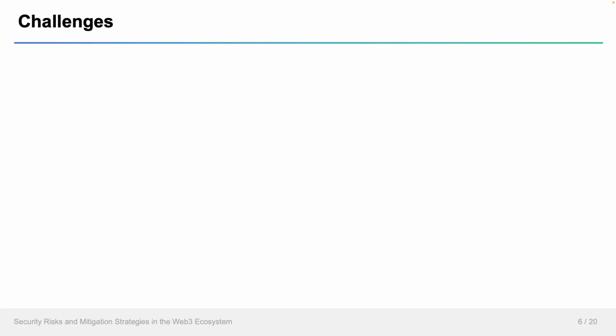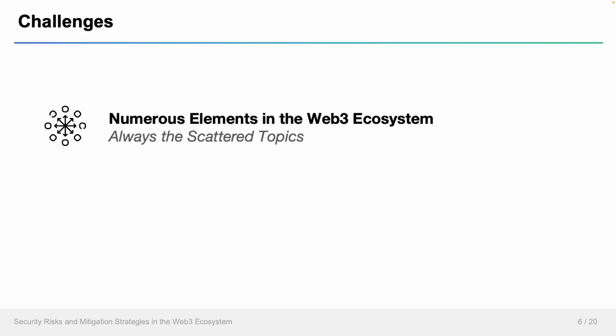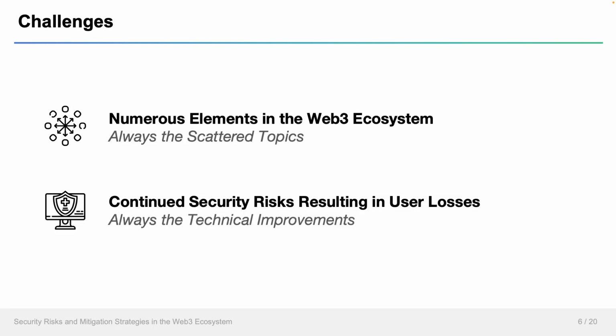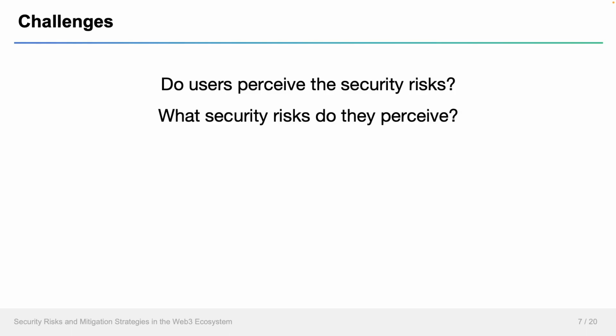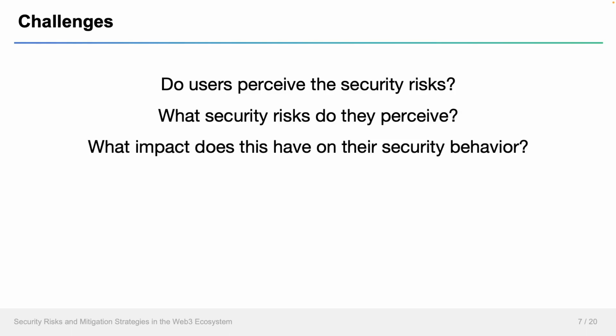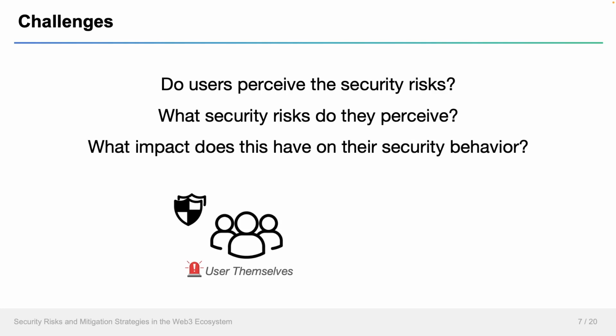Currently, research on Web3 security faces two main challenges. Firstly, as demonstrated in our previous example, the Web3 ecosystem involves numerous complex elements. However, the topics we currently encounter are scattered, lacking a systematic understanding. Secondly, the continuous influx of security risks results in user losses. Despite significant technological efforts in the security domain, we remain uncertain whether users are aware of these issues and, if so, how these risks impact their security practices. As we mentioned earlier, Web3 user security behavior is influenced by their security awareness, and their actions may affect the overall ecosystem security. Therefore, addressing this issue is essential.